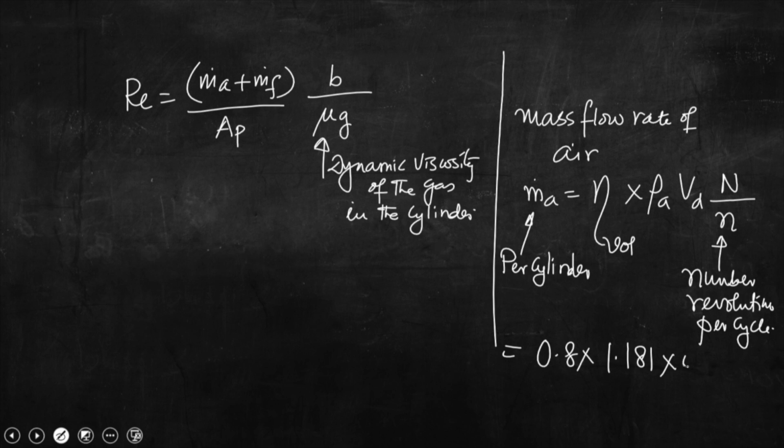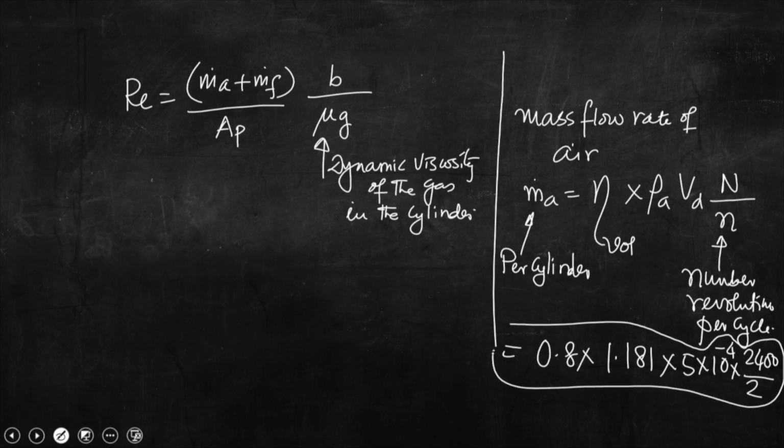That is 5 into 10 power minus 4 meter cube, and then 2400 RPM and 4 stroke cycle engine. So, there is 2 revolution per cycle. So, this n is 2. So, this is the expression of m dot A, and that will come out as 9.448 into 10 power minus 3 kg per second.